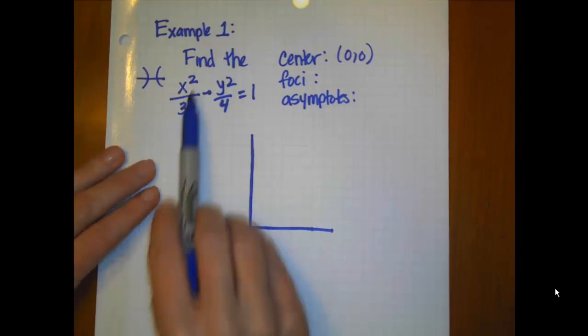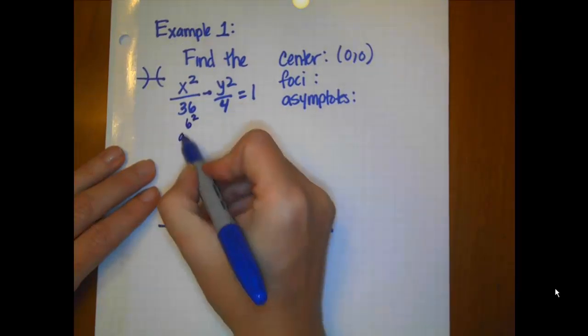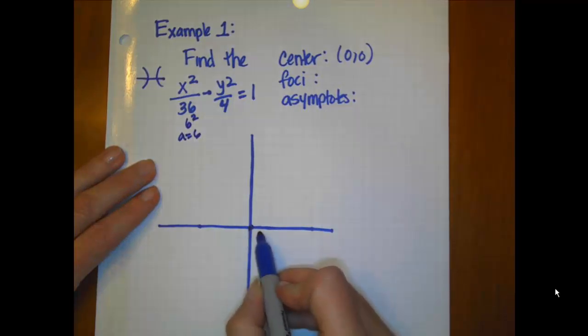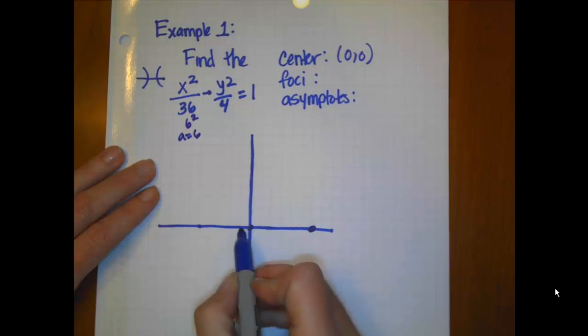All right. If I take 36, I can think of this as 6 squared. So that means my a is equal to 6. So from my center of (0, 0) at the origin, I'm going to go out 1, 2, 3, 4, 5, 6 units. And I'm going to go to the left.